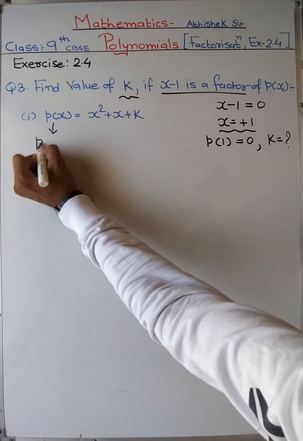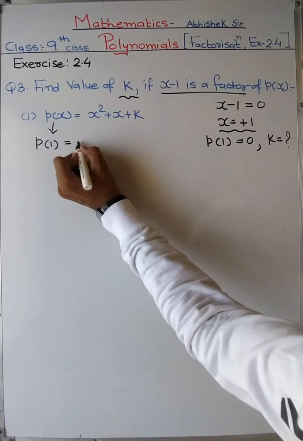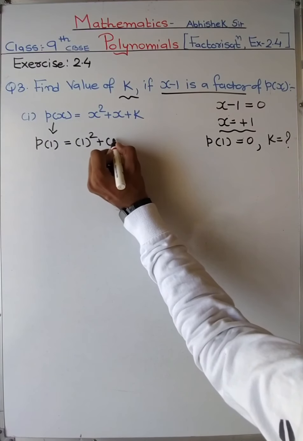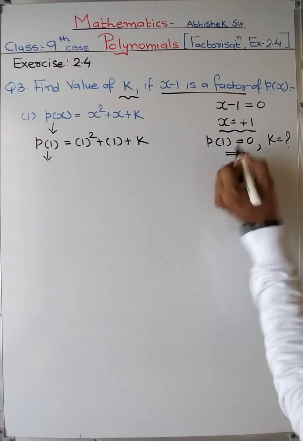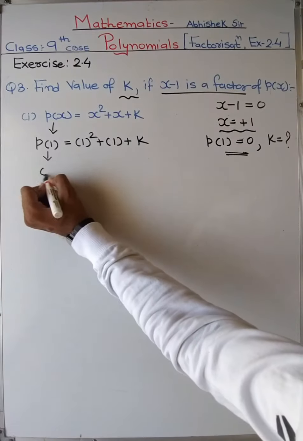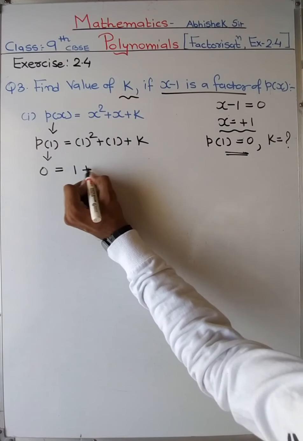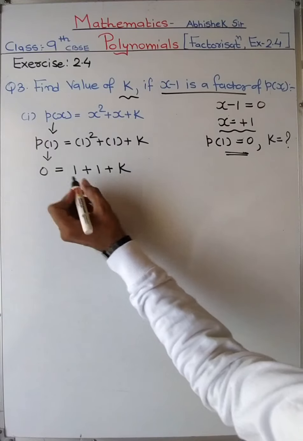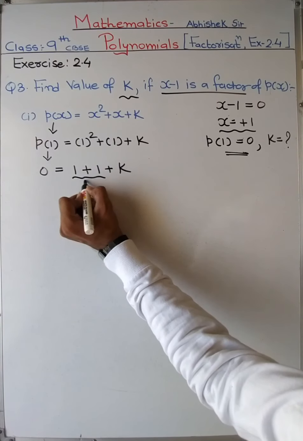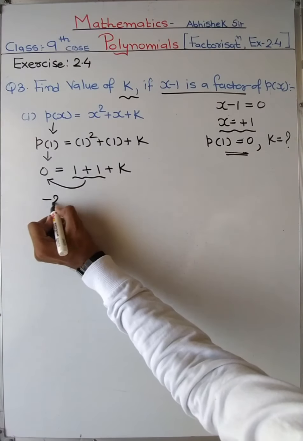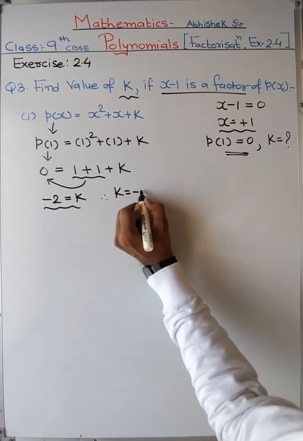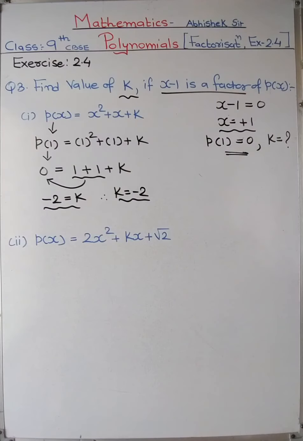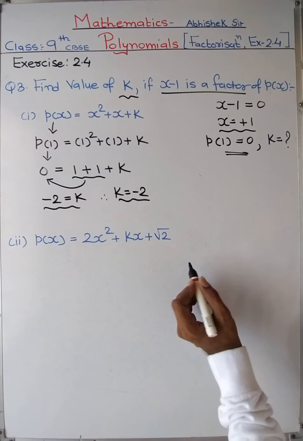So now let us start with question number 1. We are putting p of x as p of 1. So instead of x we'll put 1 plus k. Now p of 1 will be 0 as it is already given that it is a factor. So here we put 0, 1 square 1, 1 plus 1 plus k. So 1 plus 1 will be 2 and that will be taken on the other side. So that becomes minus 2. So minus 2 equals k, value of k is minus 2. Clear?